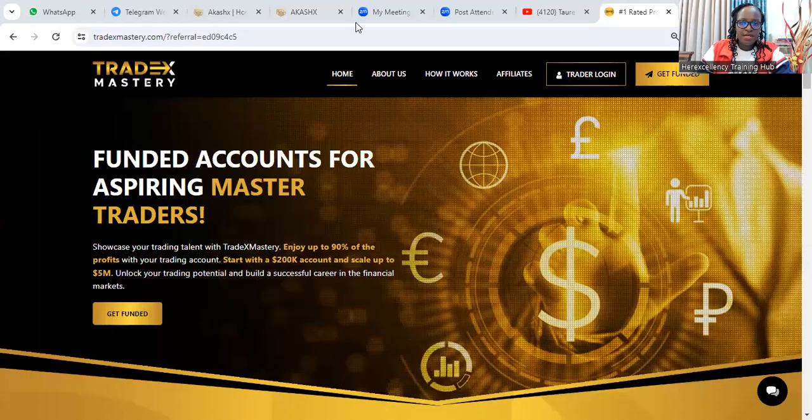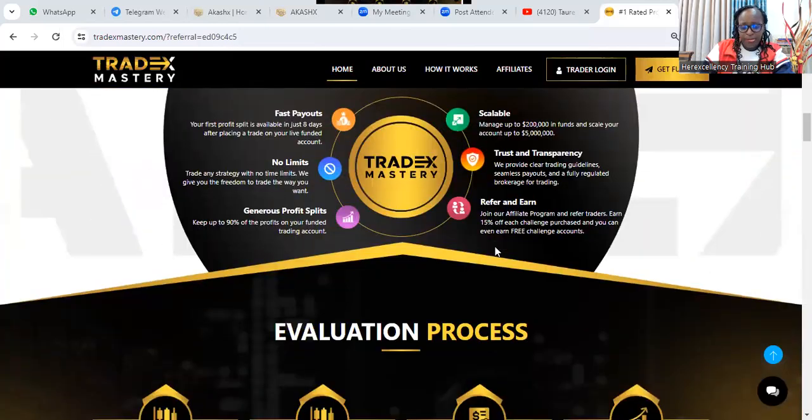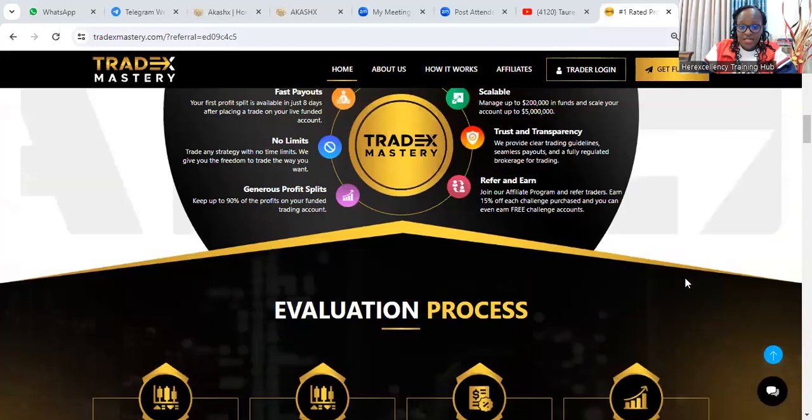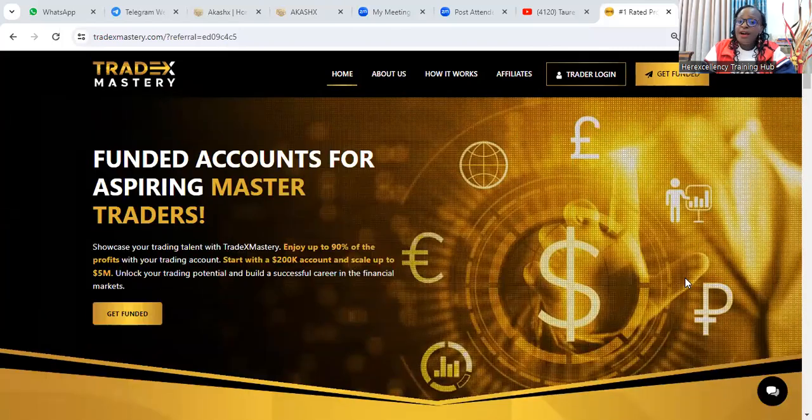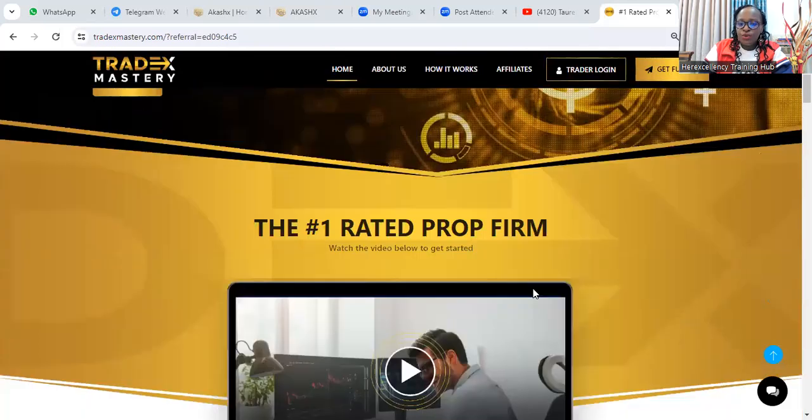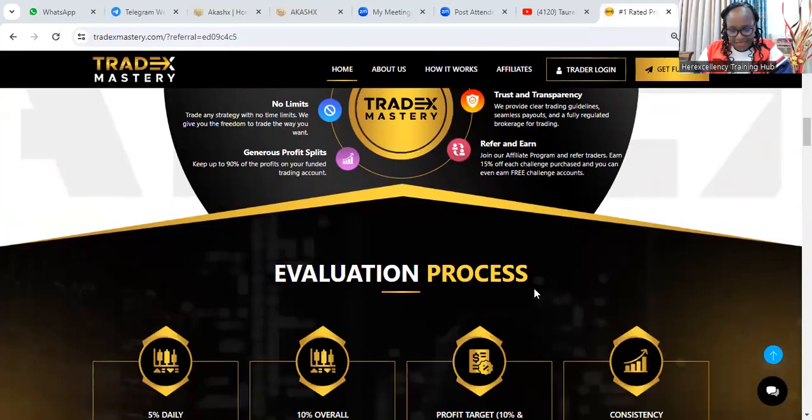Yeah, so this is the name of our prop firm. It's based in the US. This prop firm called Tradex is a company that funds traders. You can even read for yourself: funded account for aspiring master traders. Showcase your trading talent with Tradex Mastery and enjoy, let me say, 80 to 90% of the profit from your trading account.